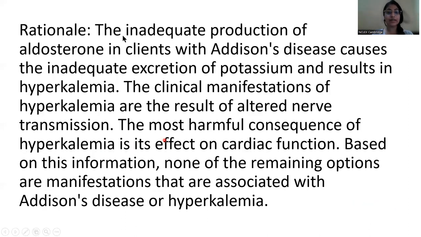Now we will see the rationale. The inadequate production of aldosterone in clients with Addison disease causes inadequate excretion of potassium and results in hyperkalemia. The client manifestations of hyperkalemia are the result of altered nerve transmission. Okay, so when there is hyperkalemia, there will be alteration in nerve transmission.